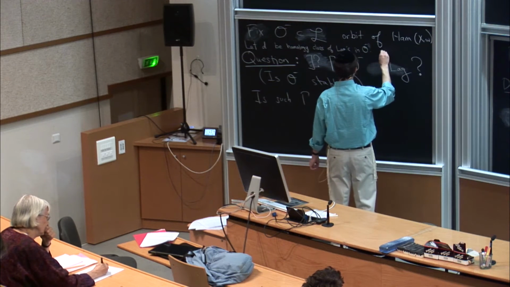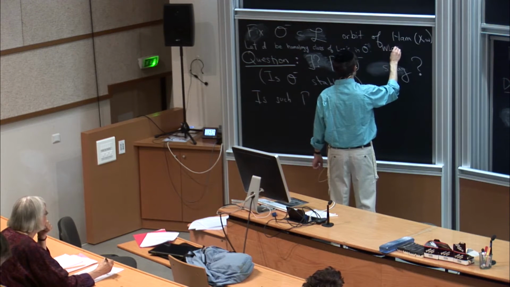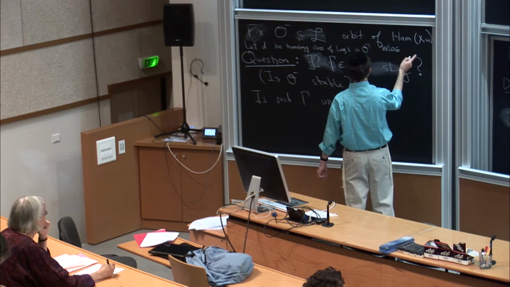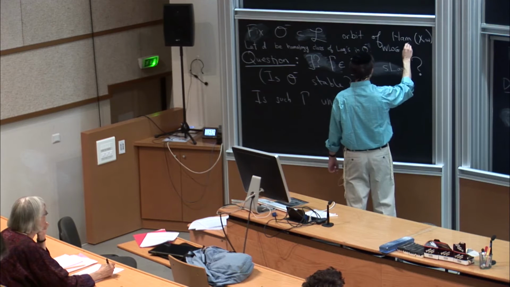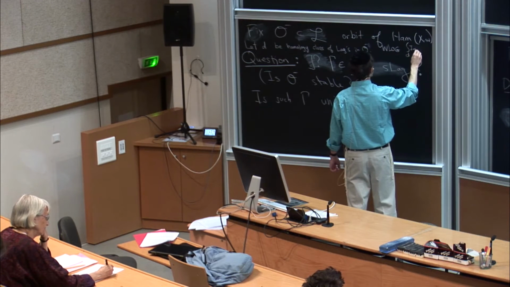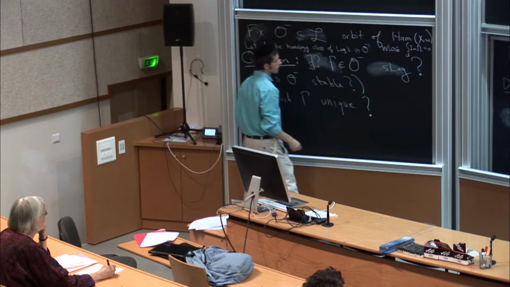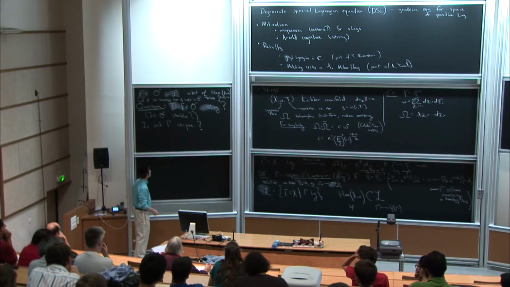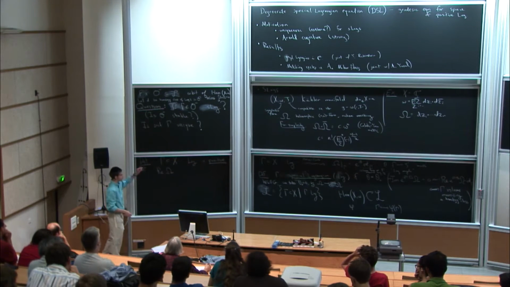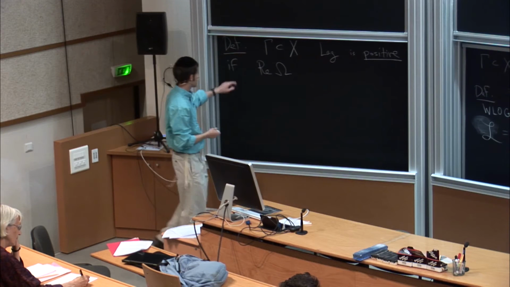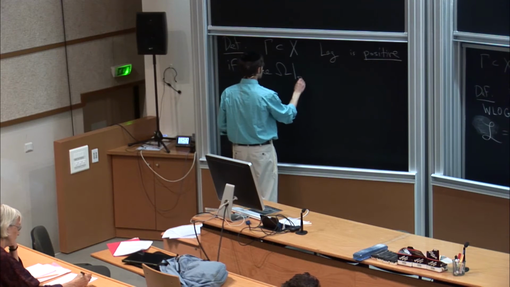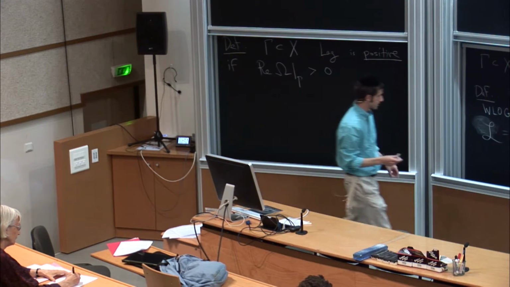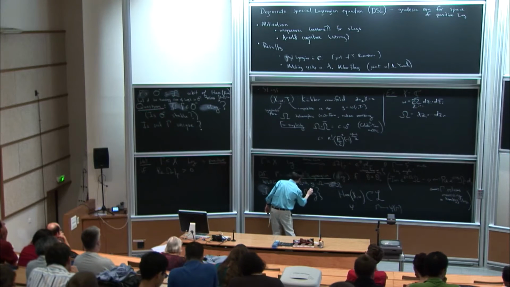So we should assume that, without loss of generality, again, by switching the phase by a constant, we can assume that the integral of the imaginary part of omega on D is 0. Now this makes sense. So we can define a Lagrangian to be positive if the real part of omega restricted to gamma is positive. I should have said here that gamma is oriented.